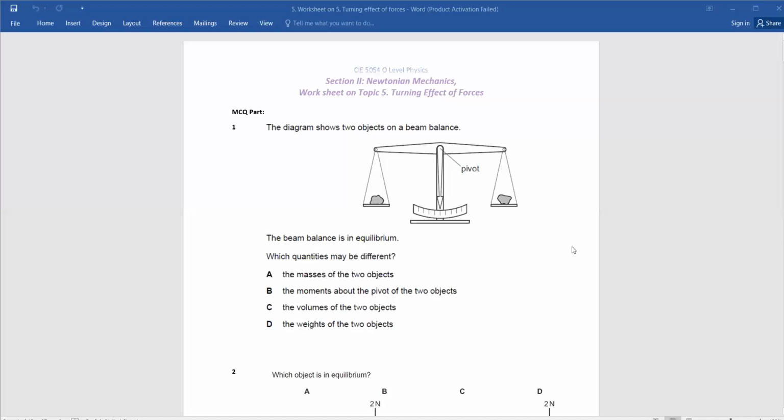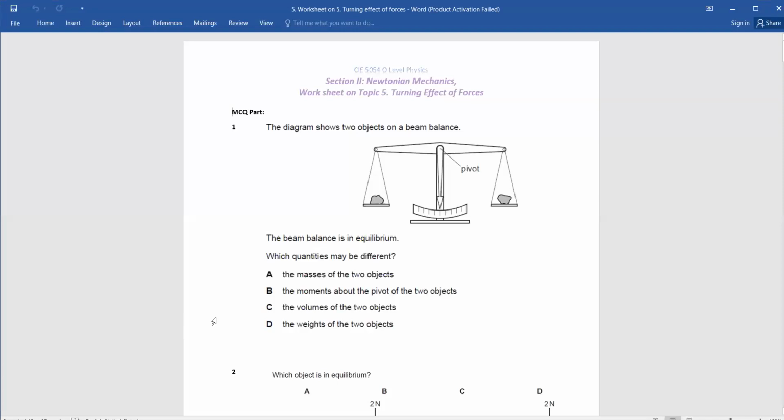What can be different? The volumes can be different, because two objects with a different volume might have the same mass, right? Yes, sir. So you can write this note beside your answer sheet: two objects with different volume might have the same mass. What you are seeing on the screen, your answer sheet, the question is only, right? Okay, good.